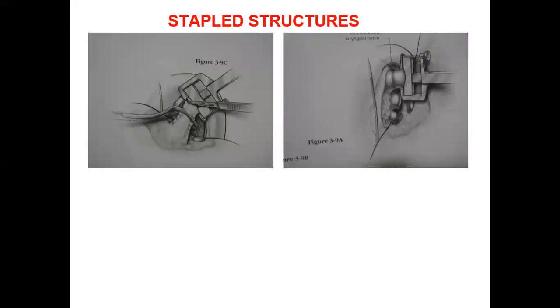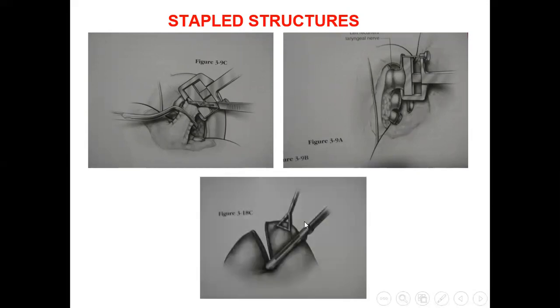Here you can see a bronchus, which has been controlled by a clamp on the side of the lung, and on the other side it has been stapled by a stapler, and now it is divided by the knife. Here you can see pulmonary vessels have been divided by the staplers, and here you can see a wedge of the lung has been removed, a wedge resection using the technique of staplers.